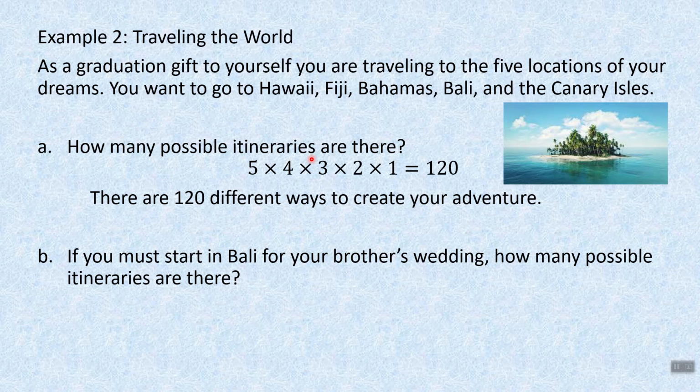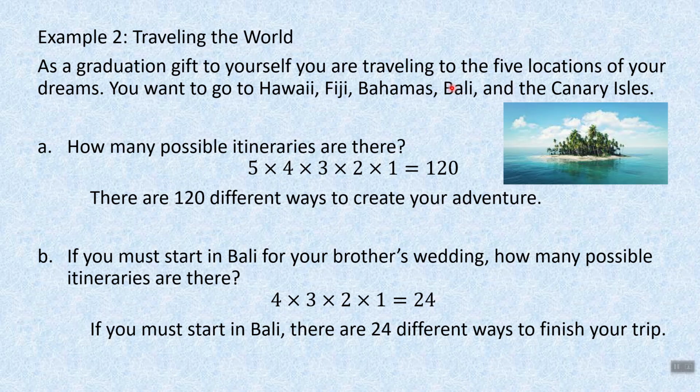Fantastic. But if you must start in Bali for your brother's wedding, how many possible itineraries are there? Well, you start in Bali, so we'll just take that out. After you're there, you have 4, and then 3, and then 2, and then 1 option. And we multiply those to get 24. These are just straight up permutations, right? Permutations of 5 islands. Permutations of 4 islands. So if you get to go to the islands in whatever order you would like, you have 120 choices. If you show up in Bali first for your brother's wedding and do the right thing, hang out, celebrate, there's 24 different ways that you could finish your trip. Alright, permutations.